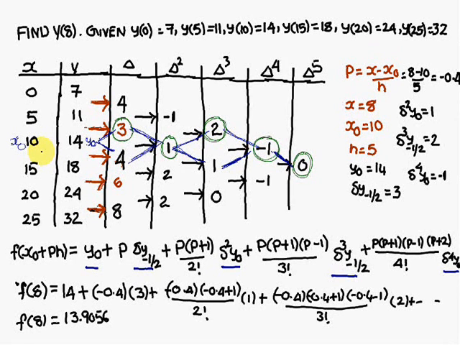Here you have to remember only one thing: you have to first consider the triangle, only this upper triangle. That is the formula for the Gauss backward interpolation. Okay, thank you.